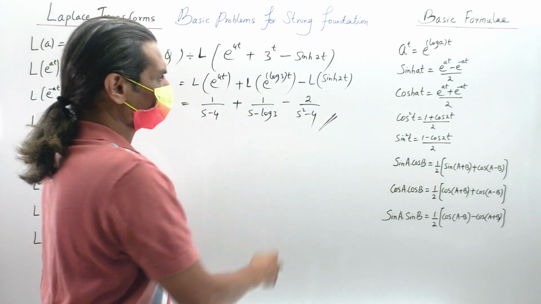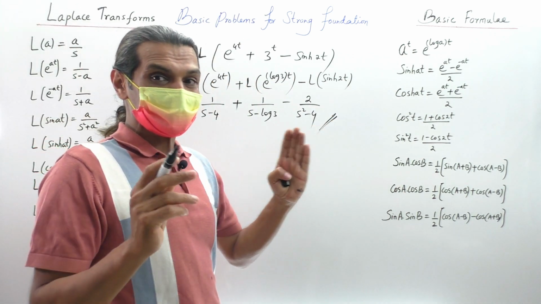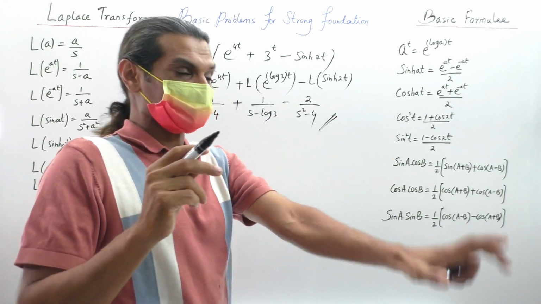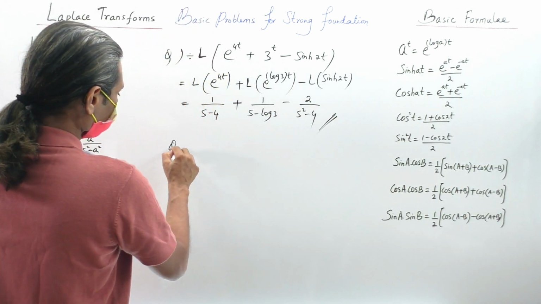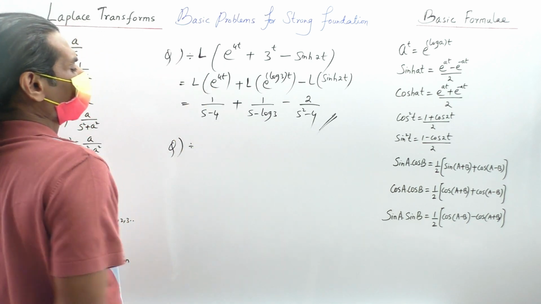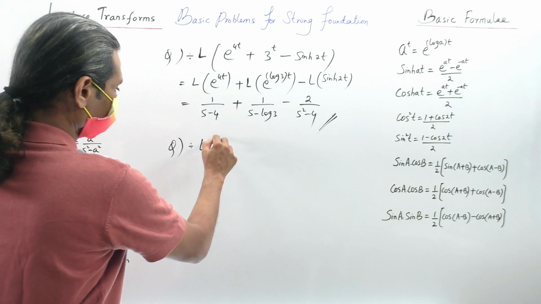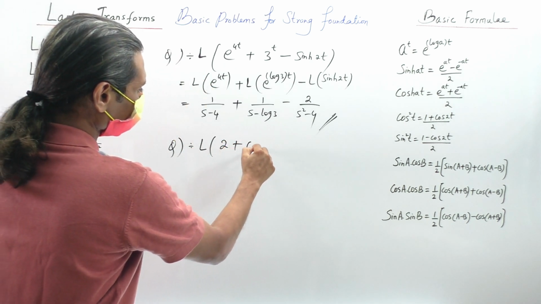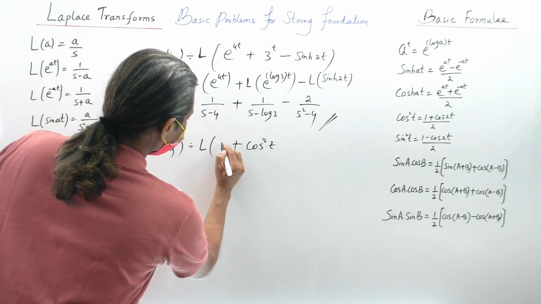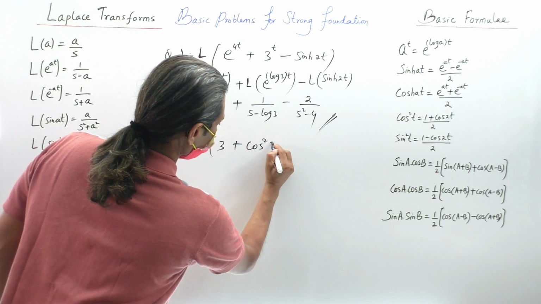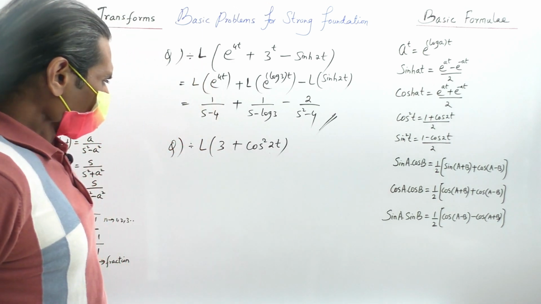This is the answer. I hope you are slowly getting it, the basics, how to do it perfectly. Okay. Now, let us give one more random question. So, let us say find the Laplace of, let us take 3 plus cos square 2t. Okay, how are we going to do it?